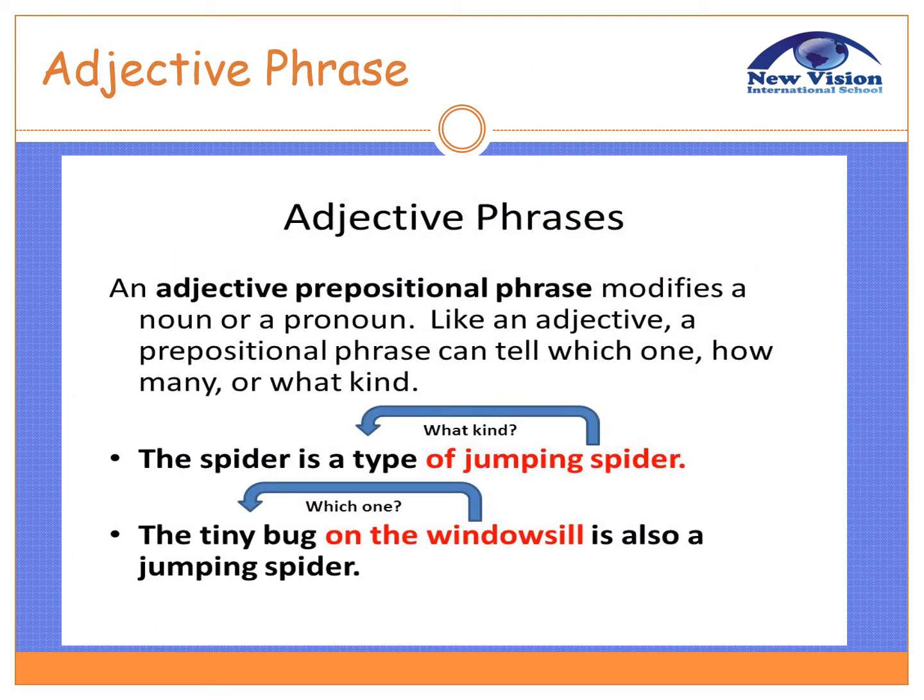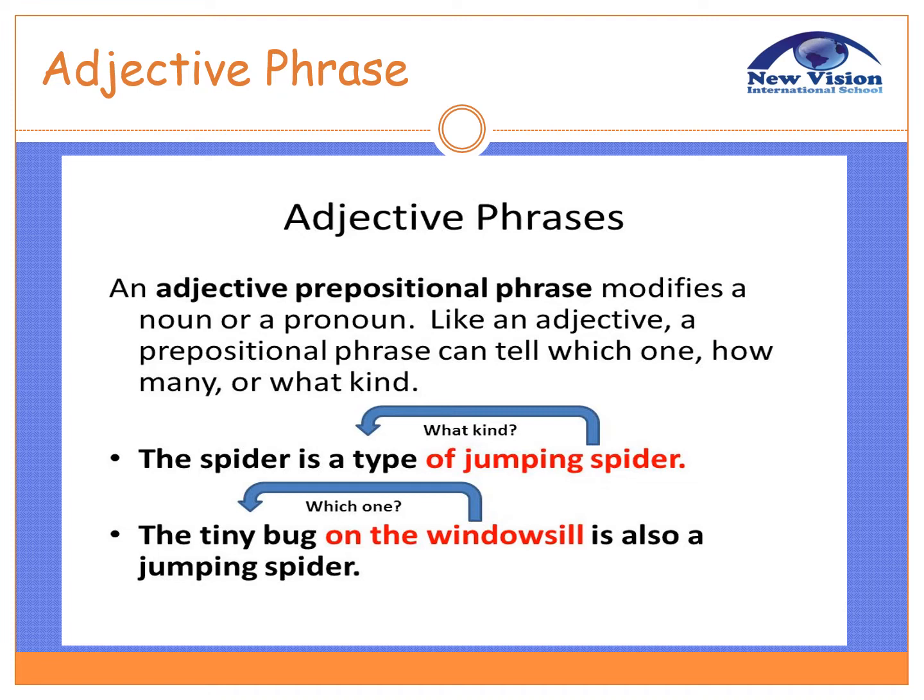Still on adjective phrase, an adjective prepositional phrase modifies a noun or a pronoun. Like an adjective, a prepositional phrase can tell which one, how many, or what kind. Look at the simple example below. I'd like you to read it by yourself and understand it carefully.